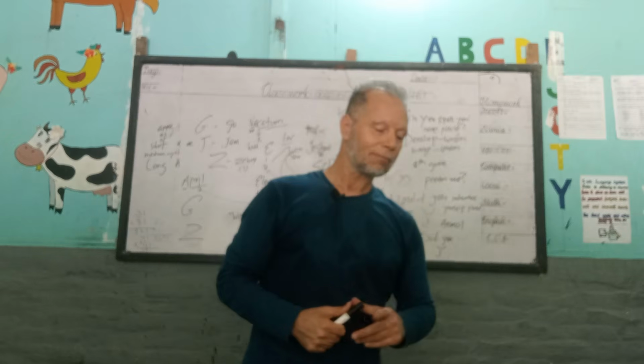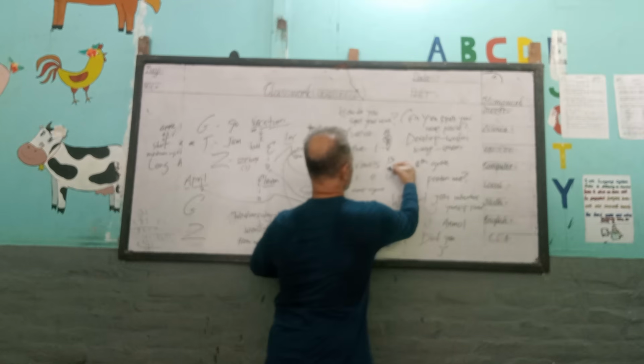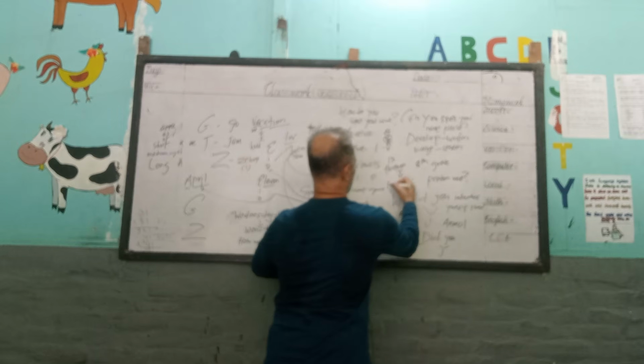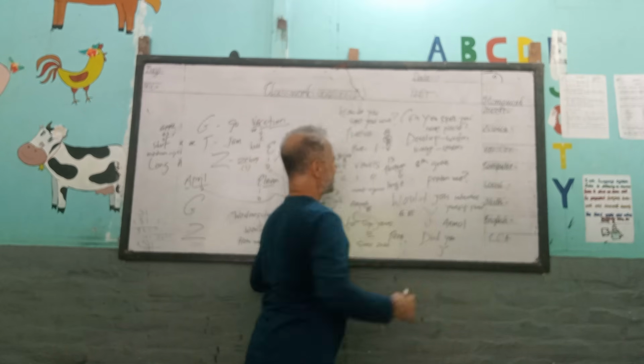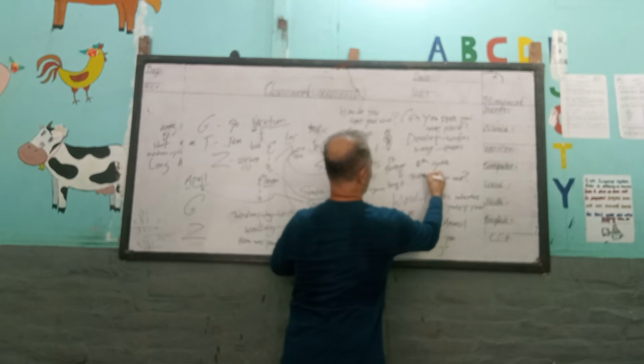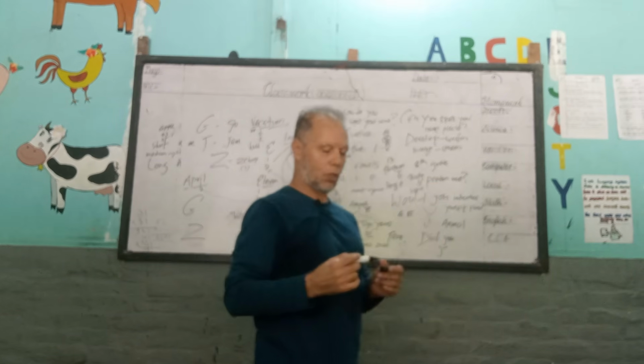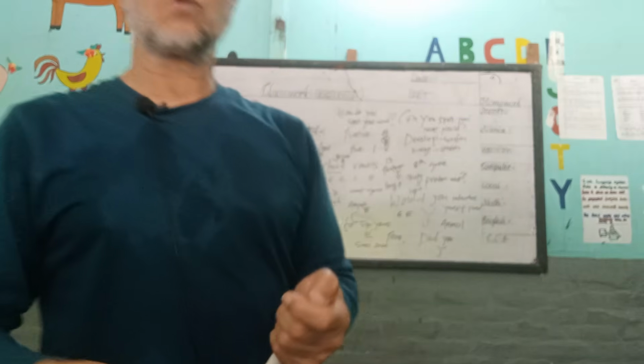13, 14. Another true story. 13, T-H-I-R-T-E-E-N. These two E are called long E. Long E. 13 and T-H-I-R-T-Y, 30. This is a soft D. 30.